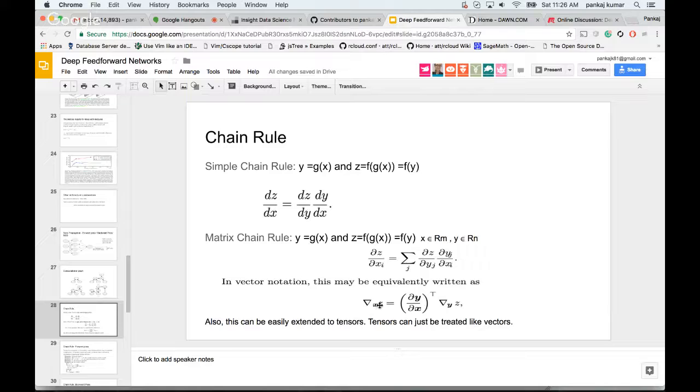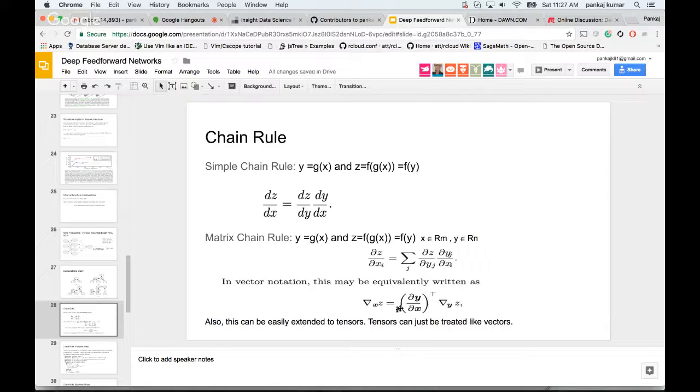On the left-hand side, it can be written as the Jacobian of y with respect to x. So y is a vector and x is a vector, so it will have a Jacobian. A Jacobian is where each ij entry is the differentiation of the ith element of y with respect to the jth element of x. So it's a matrix. You can think of it as a matrix multiplied by the differentiation of z with respect to each element of y. So this is the matrix notation.